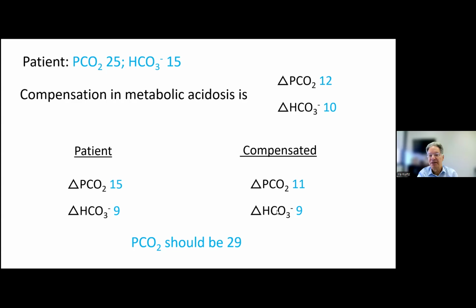We would expect, if this was a metabolic acidosis compensated, if the bicarb fell by 9, the PCO2 should have only fallen by 11, so that we end up again with a 12 to 10 ratio or 1.2 to 1 ratio, or the Winter's formula, if you like. This is what would be expected. Our patient's PCO2 fell more than one would expect. So the PCO2 should be 29, not 25.